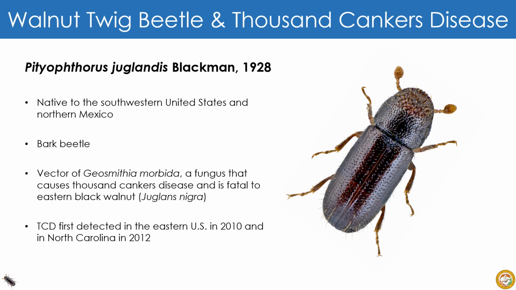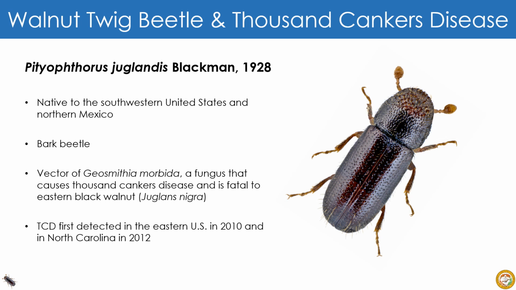The last pest I'll be covering today is the walnut twig beetle, Pityophthorus juglandis. This is a bark beetle that is native to southwestern United States and northern Mexico. Bark beetles are a common nursery and landscape problem, but this beetle is a greater concern because it is a vector of a fungal pathogen called Geosmithia morbida, which causes thousand cankers disease. The disease threatens eastern black walnut, Juglans nigra, a high-value, ecologically critical, and culturally treasured tree species in North Carolina.